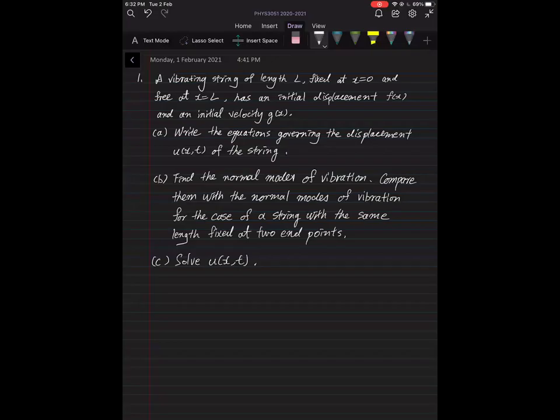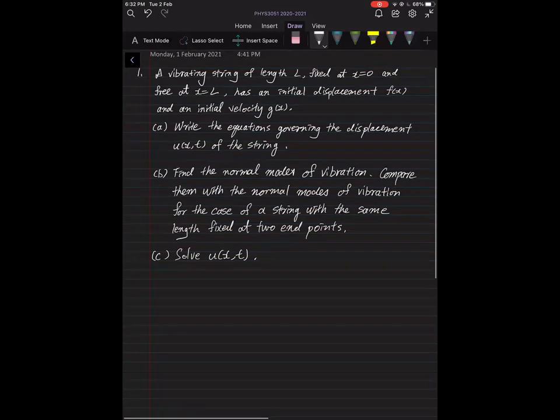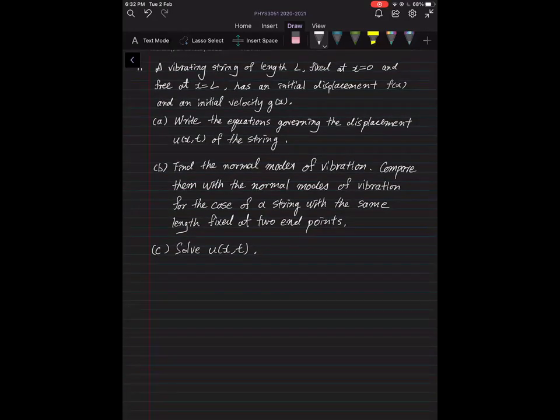Okay. So in this exercise, you only have one question. Basically, they're just solving the wave equation with a vibrating string. So let's start with part A. First of all, what is the wave equation?